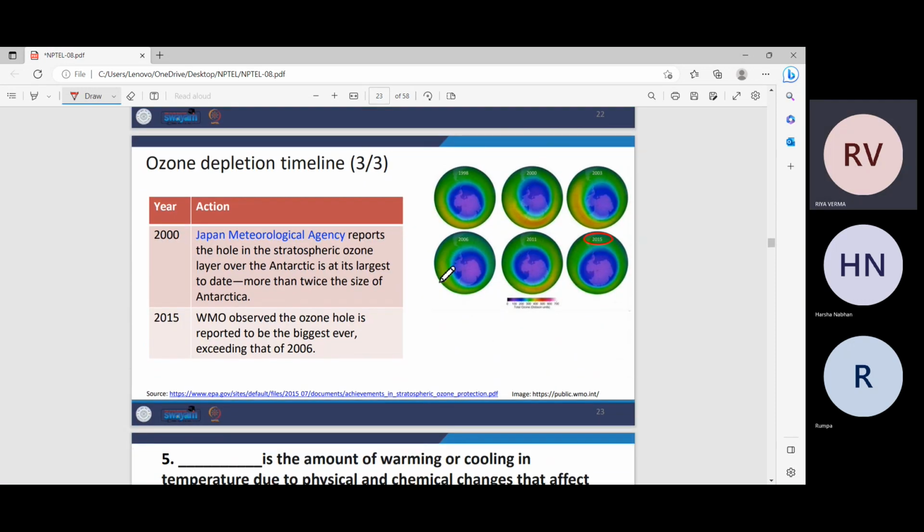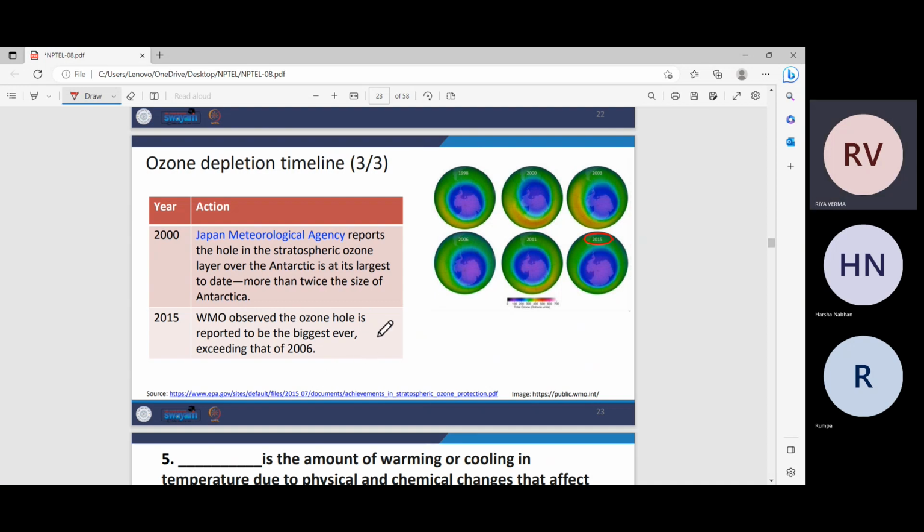Now, in the year 2000, the Japan Meteorological Agency also reported that the hole in the stratospheric ozone layer over the Antarctic is at its largest to date, more than twice the size of Antarctica. Basically, the hole over the Antarctic continent is more than twice the size of that continent. So you can imagine how disastrous that is.